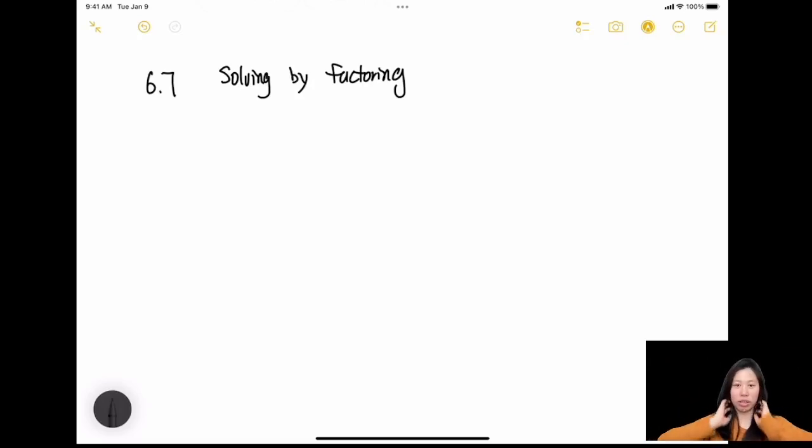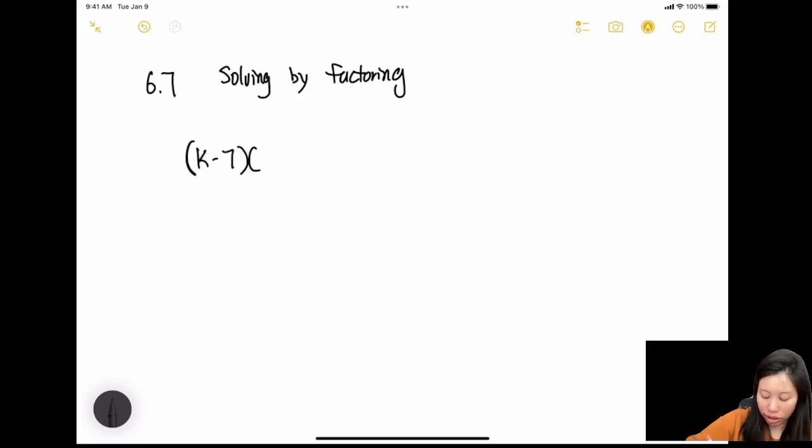Hi, so today's practice is going to be on solving by factoring. Let's do a simple one. If you have two factors multiplied together, how do you solve for k?